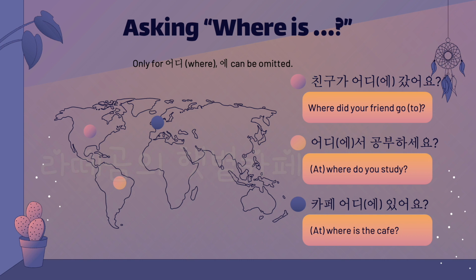The second one, at where do you study? 어디에서 공부하세요? If you want to omit it, 어디서 공부하세요? And our last one, 카페 어디에 있어요? At where is the cafe?